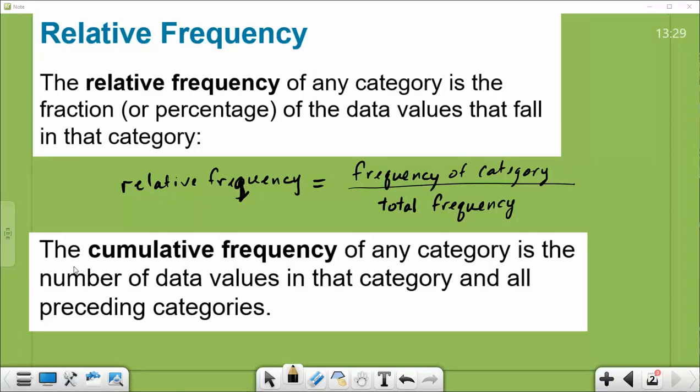And then we have the cumulative frequency. The cumulative frequency of any category is the number of data values in that category and all the preceding categories. This is kind of like a running total.